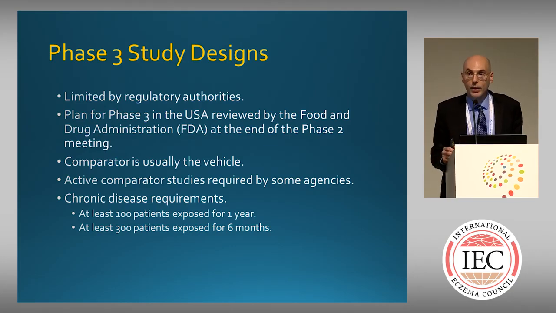One thing you need to know is that any drug that is approved to be used chronically needs to be studied in at least 300 patients treated for 6 months and 100 treated for 1 year. So somebody who would like to put to market a drug with a 4-week treatment period only would not be accepted. You need to show safety and efficacy data for at least 1 year.